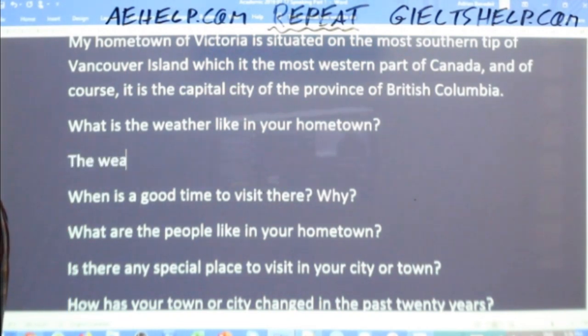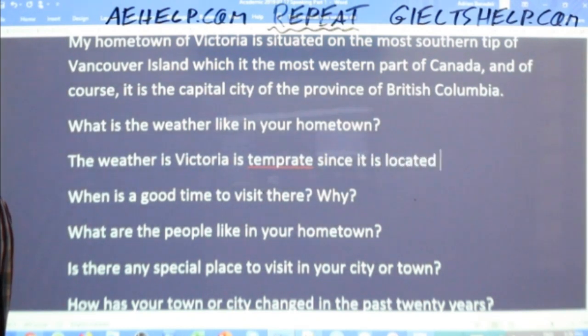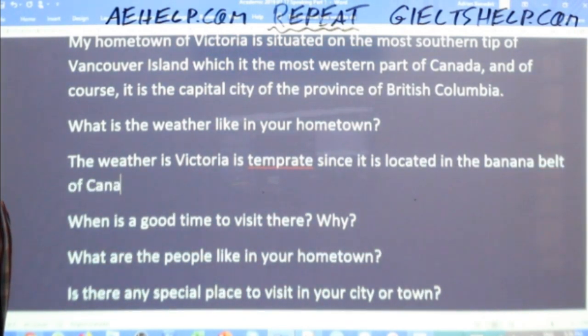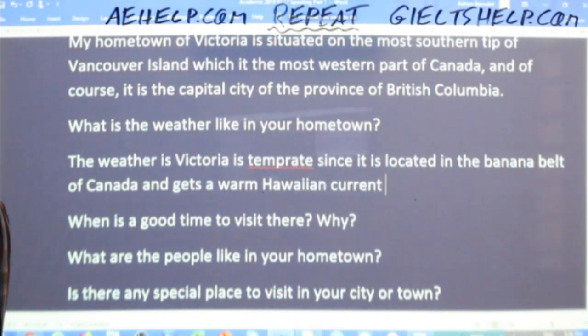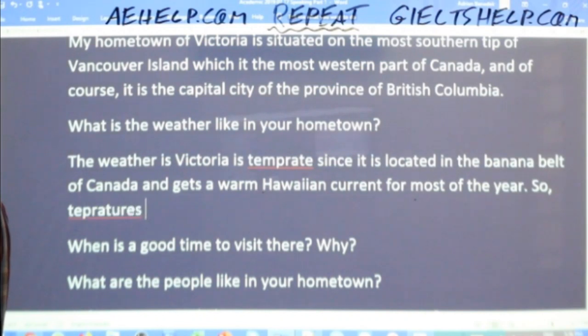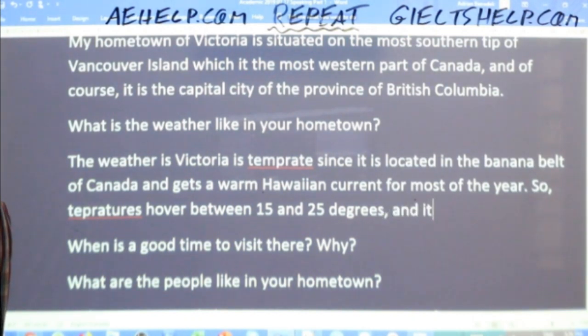All right, so the weather in Victoria is temperate, since it is located in the banana belt of Canada and gets a warm Hawaiian current for most of the year. So temperatures hover between 15 and 26 degrees, and it rains about 170 days of the year.